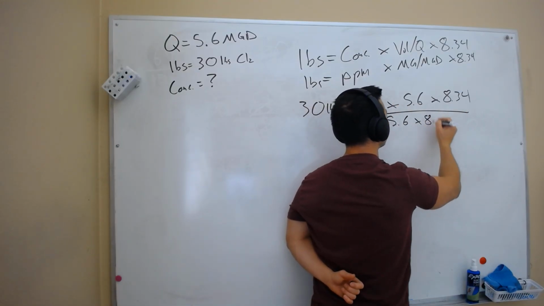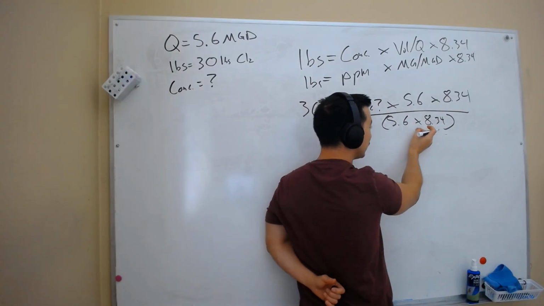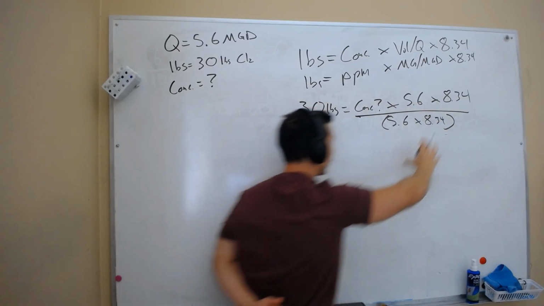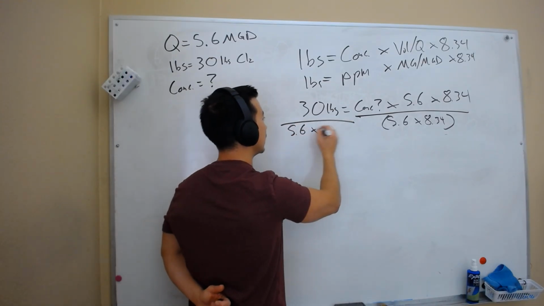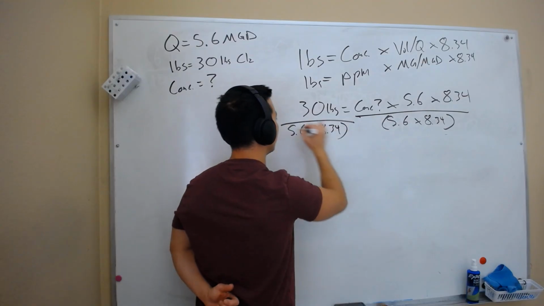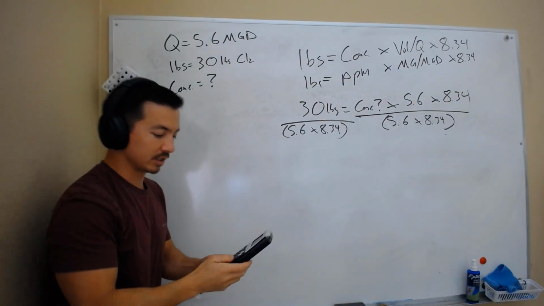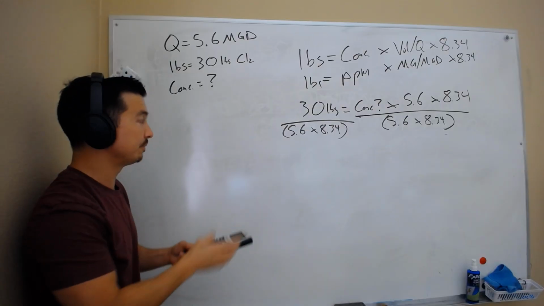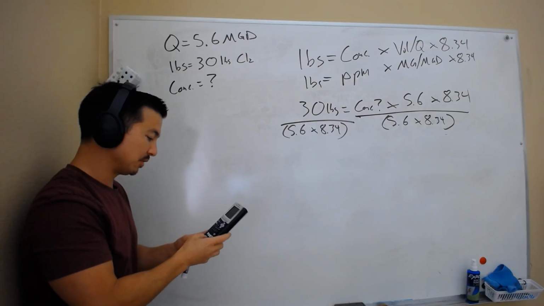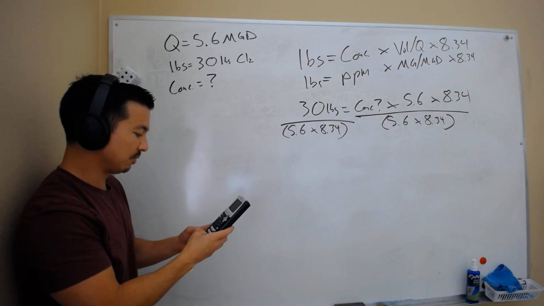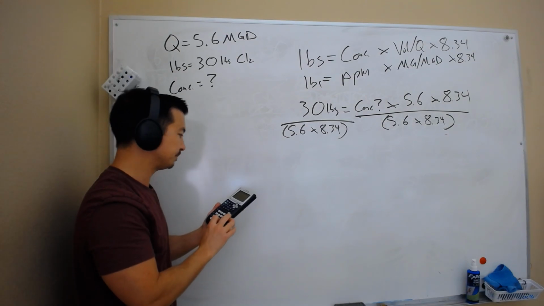5.6 times 8.34. Now remember to keep these in brackets, right? We're multiplying these together to make this big number. We're going to move that over to the other side, 5.6 times 8.34. So make sure when I get my number here, you're able to get the same, because really where we go wrong is we're plugging it into our calculator incorrectly. So I'm going to do 30 divided by, and then in brackets, I'm going to do 5.6 times 8.34. Now, if your calculator doesn't have brackets, I'm going to show you that in just a second.